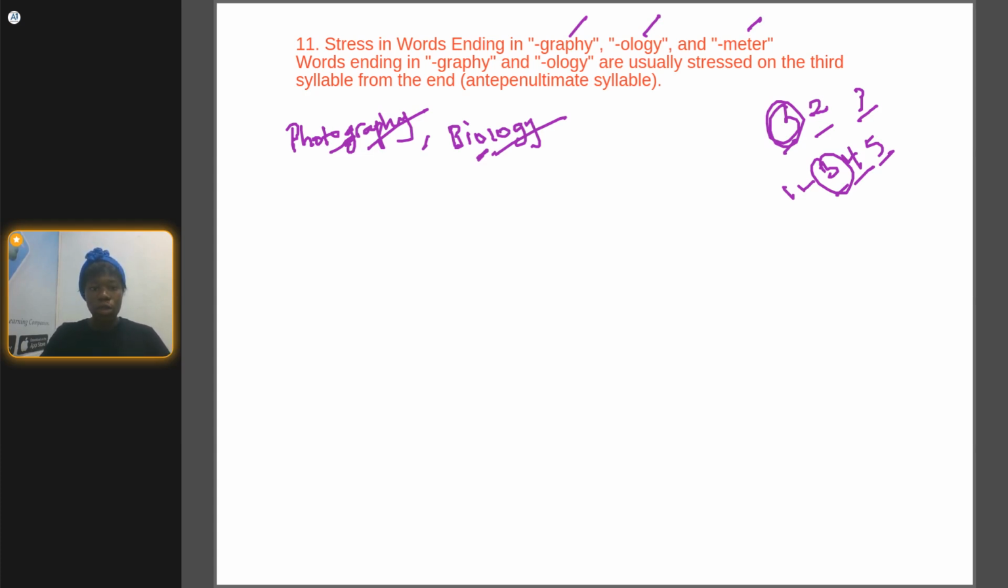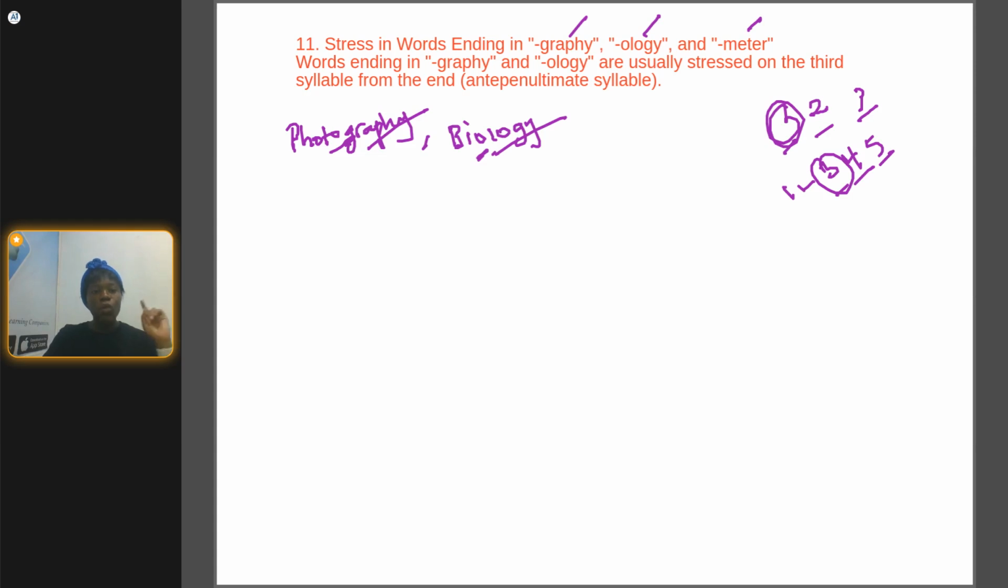So we started looking at word stress in polysyllabic words, and I mentioned that polysyllabic words are words that have two or more syllables. We looked at examples of 2-syllable words, 3-syllable words, 4-syllable words, or 5 or more syllable words. Then we started looking at rules for word stress in polysyllabic words. The first rule is words ending in tion and sion. The stress is usually on the syllable before that suffix.